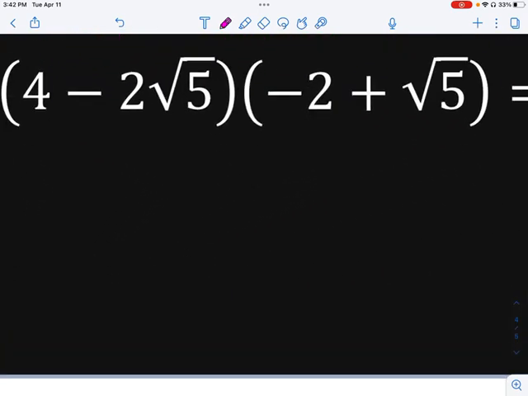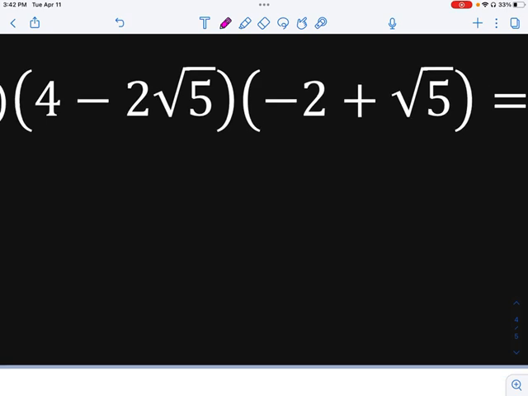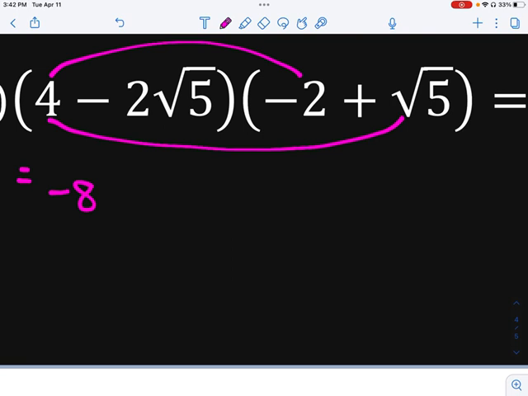Okay, now let's go to this problem. If you notice, I have a binomial times a binomial, which means we are going to FOIL. So remember, when we FOIL, we go first times first. Both of those are on the outside, so that's going to give me a negative 8. Then I'm going to go outside times outside. So 4 is on the outside of the radical, 5 is on the inside, so I just put them together, 4 square root of 5.